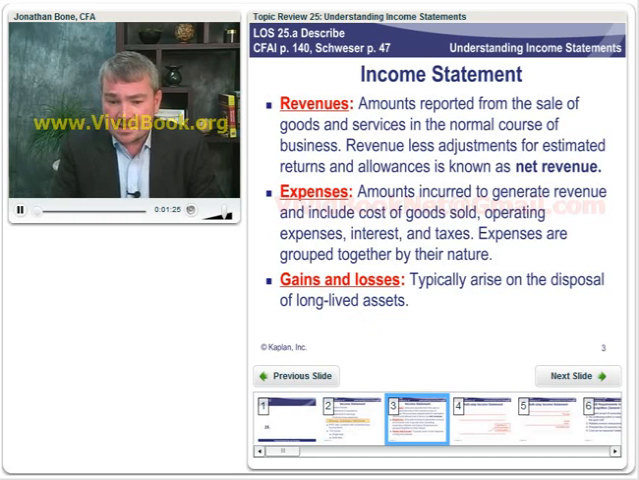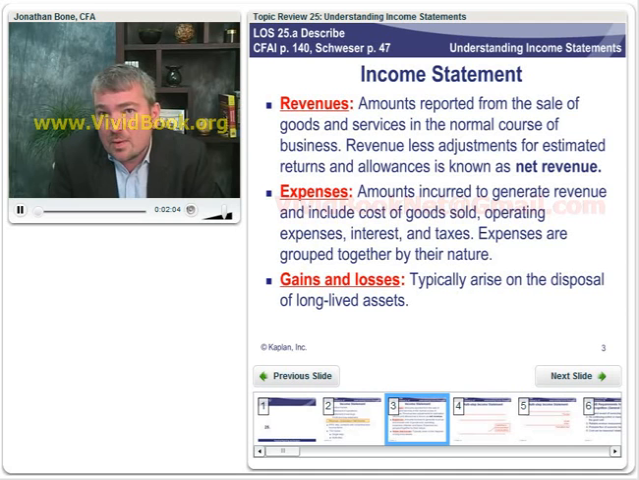Okay, so let's define some of the items in our income statement. Yet again, you can see we're talking about revenues, expenses and gains and losses that we've discussed in earlier readings. So remember, revenues are really the amounts reported from the sale of your goods and services in the course of your normal business. In other words, they're sales, your typical sales from your typical operating activities. And in fact, what we actually see on the income statement is net sales or net revenue. What we have is revenue less adjustments for estimated returns and discounts or allowances given to customers. So we actually see net revenue on the income statement.